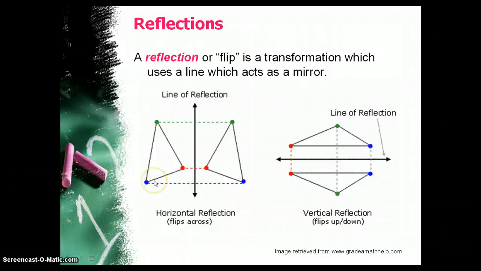Now in this picture, the images are not marked, so we're not sure which one's the pre-image and the final image. But either way, the points are the same distance from that line of reflection. The same thing is true over here in the picture on the right, which shows a vertical reflection in which it flips up and down. Again, notice the points are the same distance from that line of reflection.